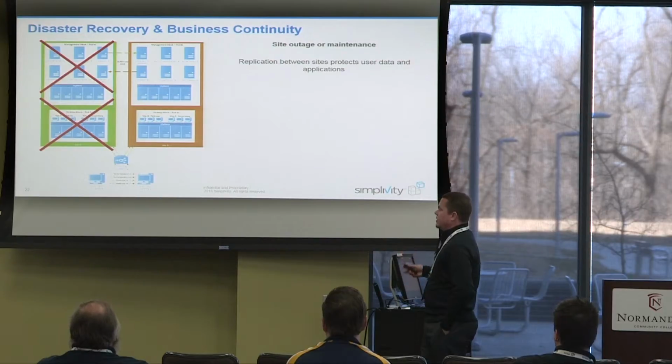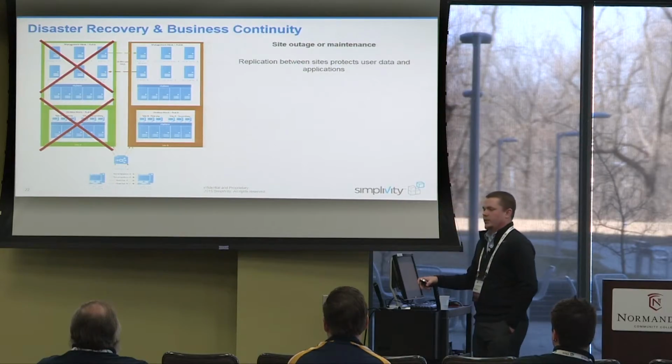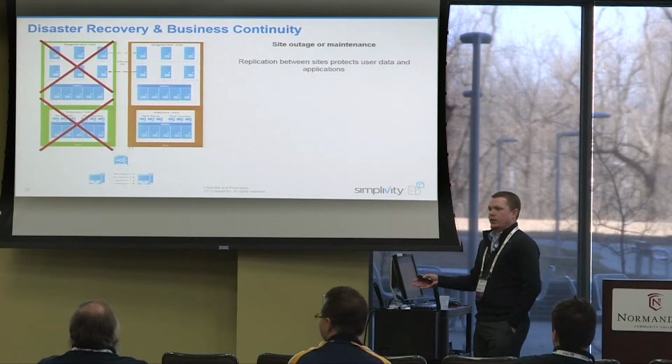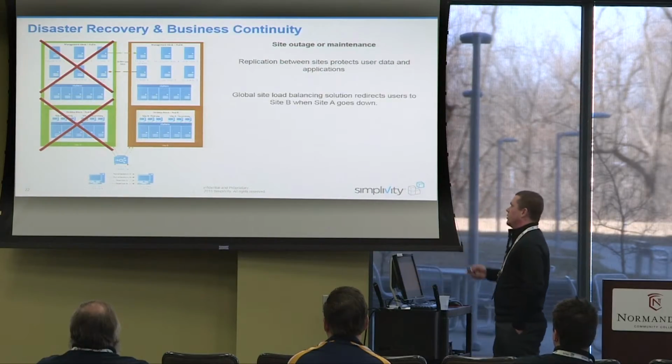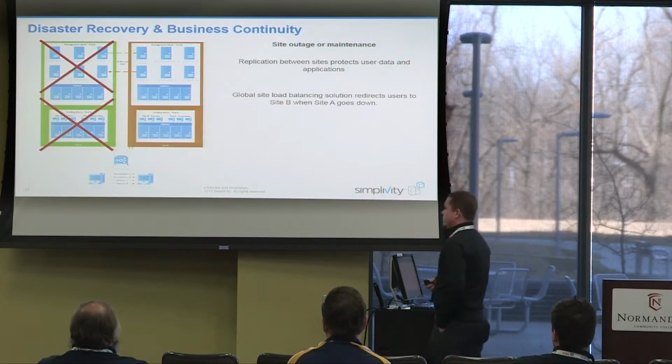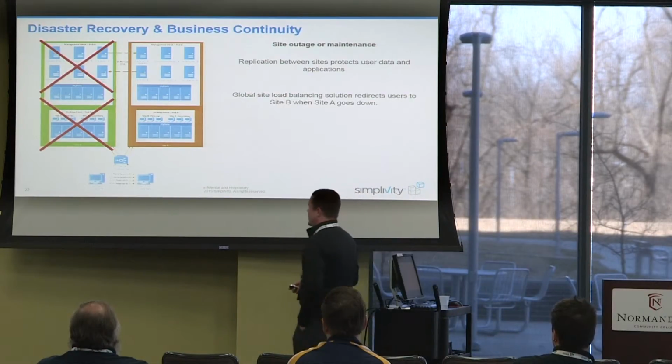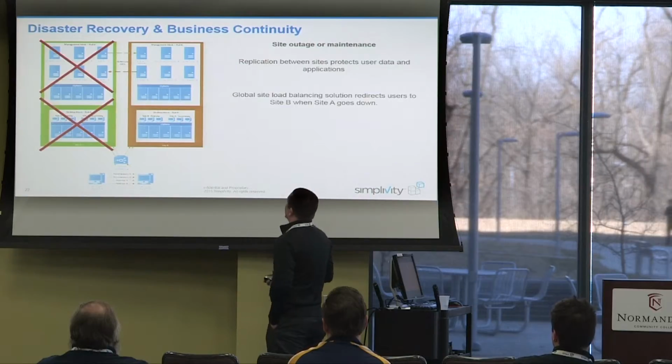So those desktops get spun up. My SMB server, or file server, on site A fails over to site B, so my site A users still have all of their applications and data. And the global site load balancing solution redirects users to site A or to site B when site A goes down, and that does it.